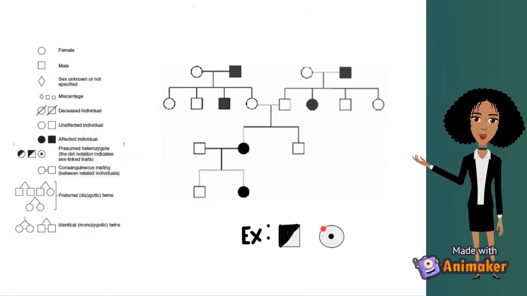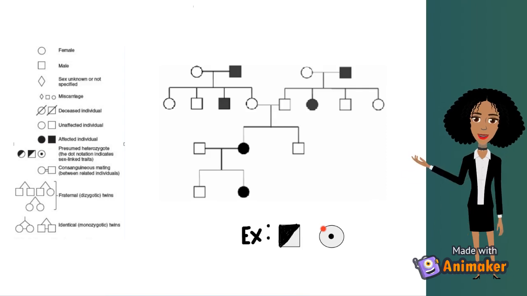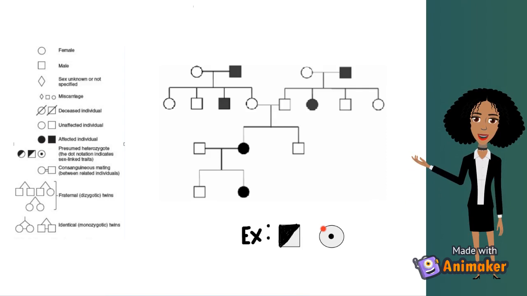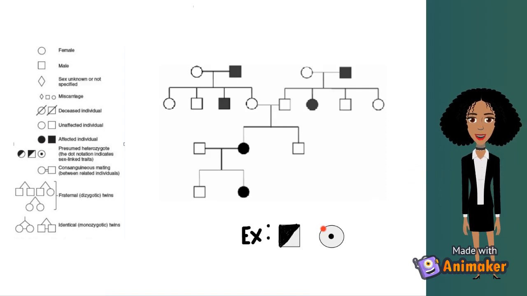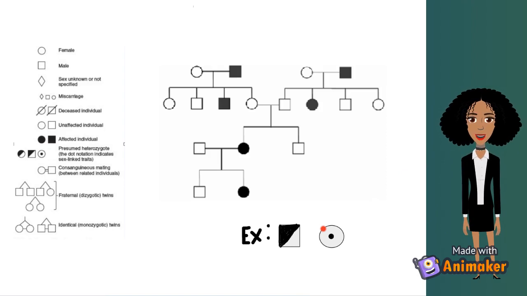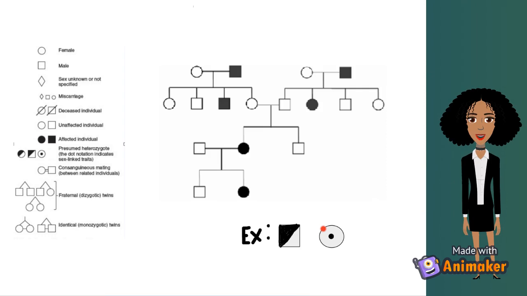To determine the type of inheritance pattern that a gene follows, whether they are dominant, recessive, autosomal, or sex-linked, we use a pedigree. A pedigree is like a family tree. It can show information about an inherited trait passed on through generations. By analyzing a pedigree, we can determine genotypes, phenotypes, and predict how a trait will be passed down in the future.